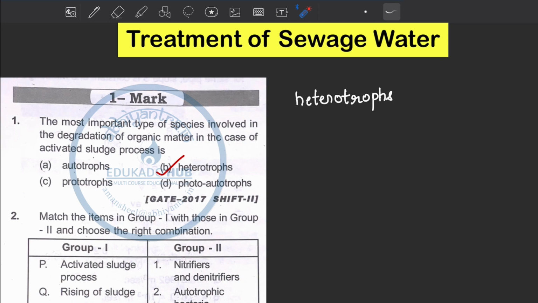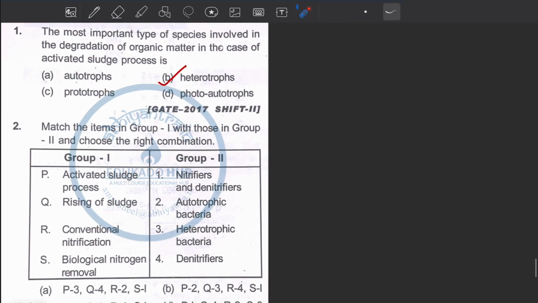Next is match the items in group 1 with those in group 2 and choose the right combination. Group 1 and group 2 are activated sludge process, rising of sludge, conventional nitrification and biological nitrogen removal. These are the options that we can check. Just now we have seen that activated sludge process uses heterotrophic bacteria.